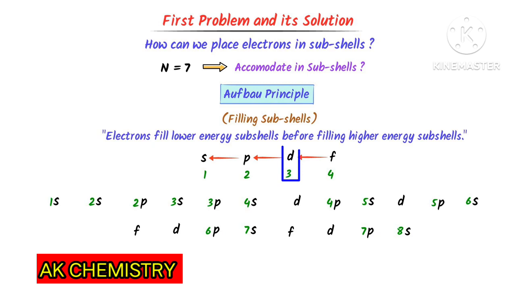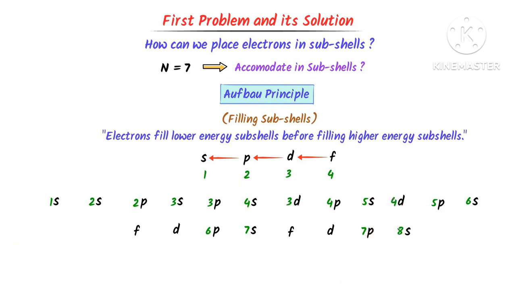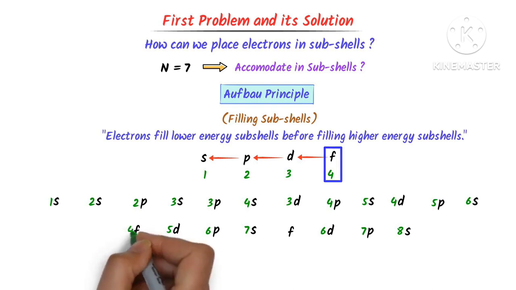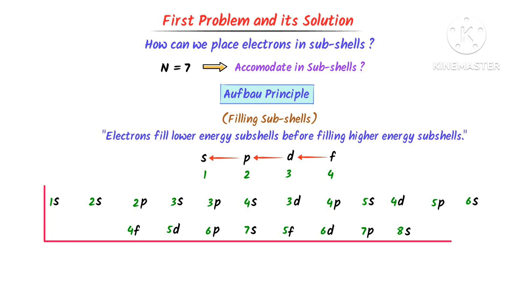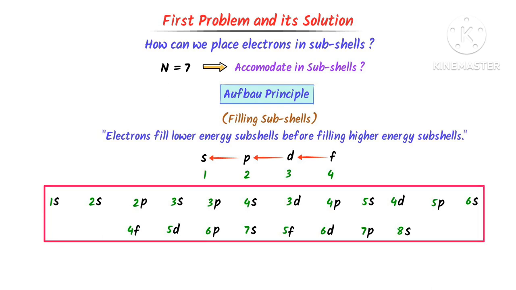Thirdly, the D is the third subshell. I will start numbering the D subshell from 3, like 3d, 4d, 5d and 6d. Lastly, the F is the fourth subshell. I start the F subshells from 4, like 4f and 5f. This is the order of increasing subshell.